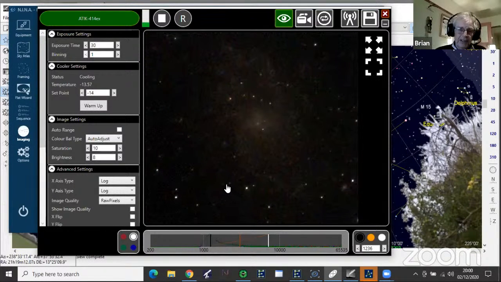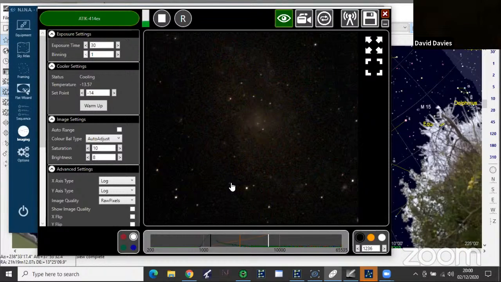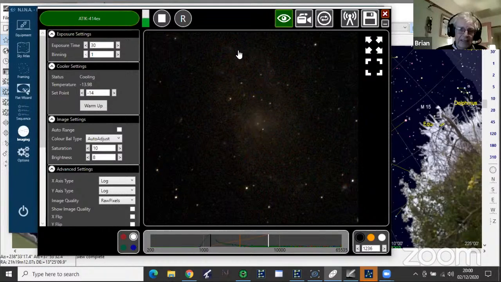You must have a clear bit of sky now. Yeah, that's coming along a treat. We can see the structure much better now, and Mars is looking very bright.